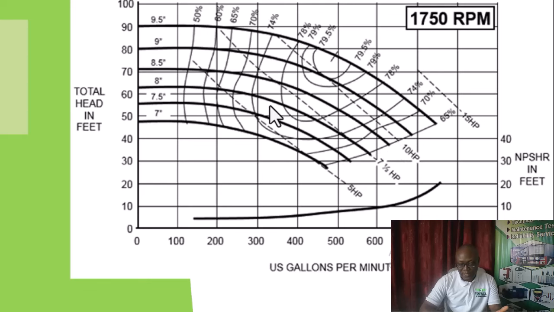Since our point is here, remember we said 65, it is between here and here. So the next higher one is the 7.5, not 10 horsepower. So it's between 5 horsepower and 7.5. The next higher one is 7.5. Since we cannot go lower, what we will take is the 7.5 horsepower pump.